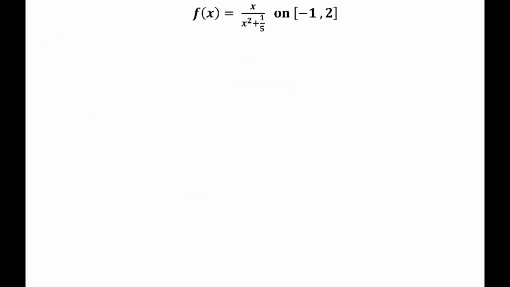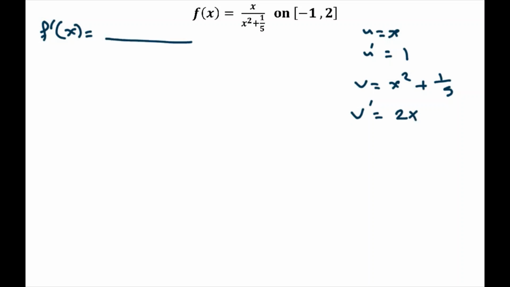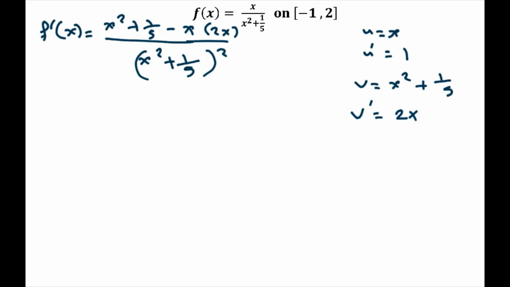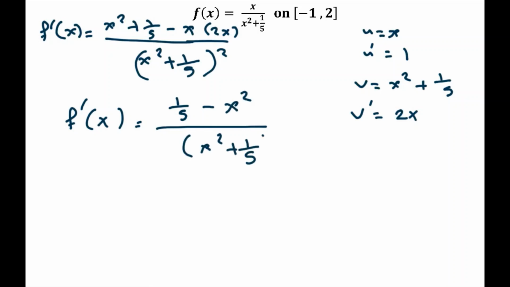Now in this question we are going to follow the same thing, so I need to find f prime of x, and basically we can take u equal x, u prime is 1, v equal x squared plus 1 over 5, v prime equal 2x. So it will be u prime v minus u v prime over v squared. In a simplest form, f prime of x will be equal to 1 over 5 minus x squared over x squared plus 1 over 5 to the power of 2.